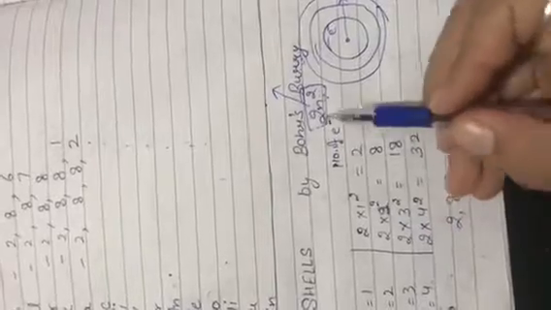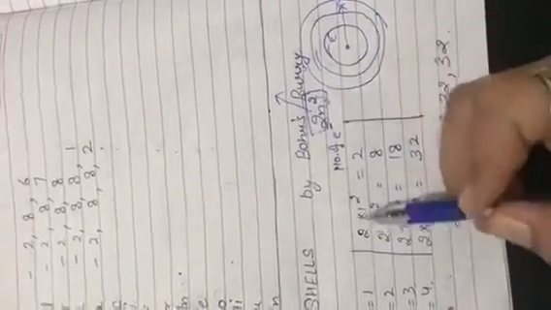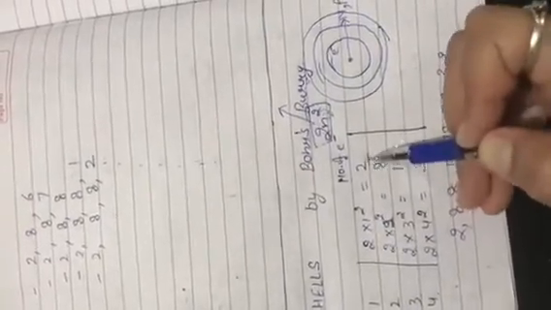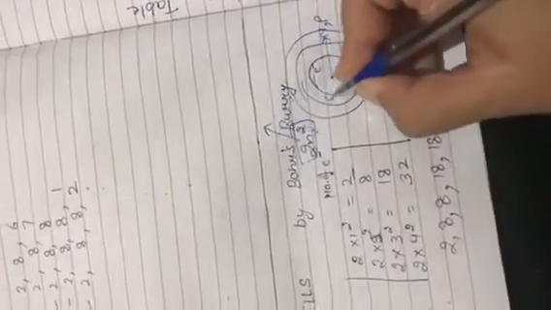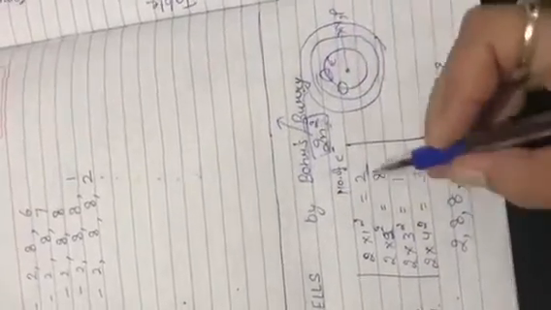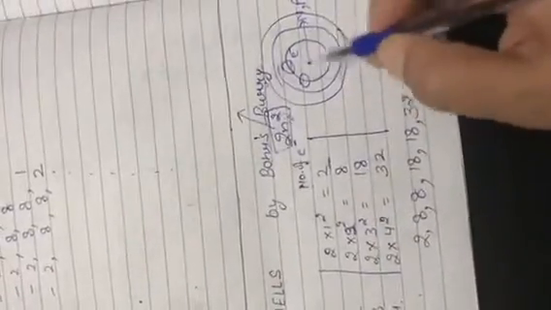2 into n square. So in place of n, I wrote 1. 2 into 1 square becomes 2. So in the first shell, that is the K shell, only 2 electrons can revolve.